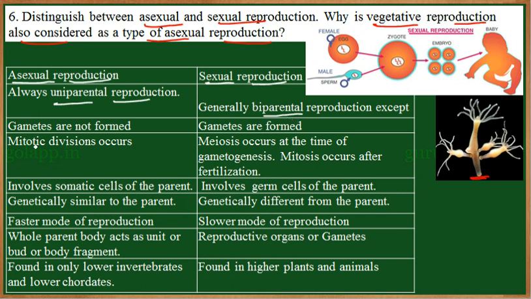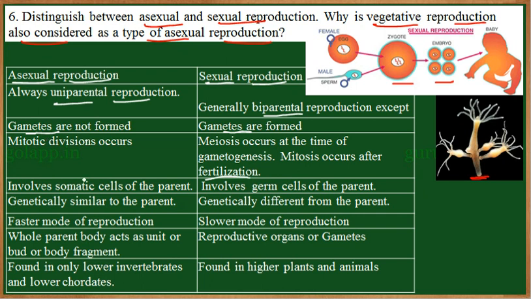During the process of asexual reproduction, gametes are not formed. But during sexual reproduction, gametes are formed. So these are the gametes. The gametes fuse together during fertilization and form a single cell, the zygote. The zygote undergoes further division, leading to the formation of an embryo. The embryo develops into a new individual. So gamete formation and fusion of the gametes, the process called fertilization, occurs only in sexual reproduction. They are absent in asexual reproduction.